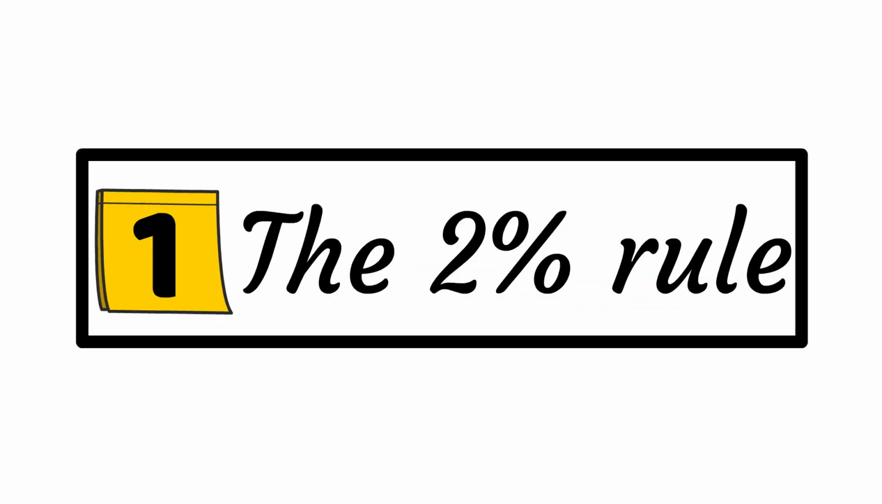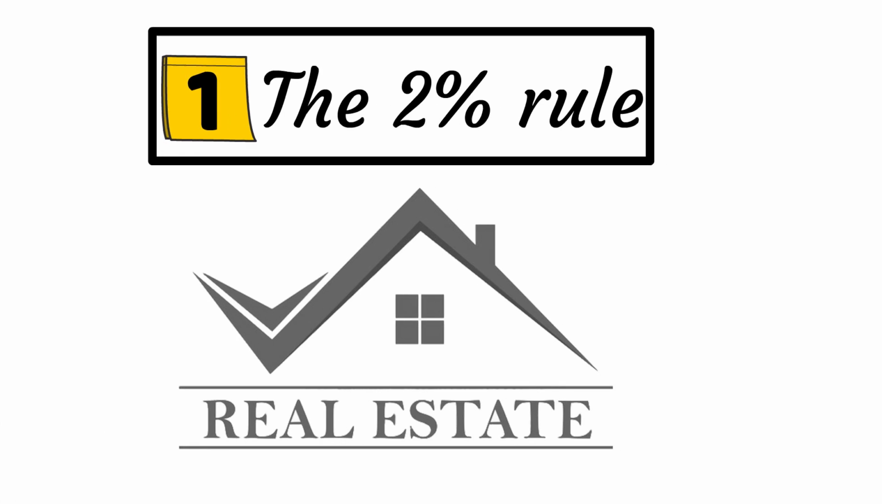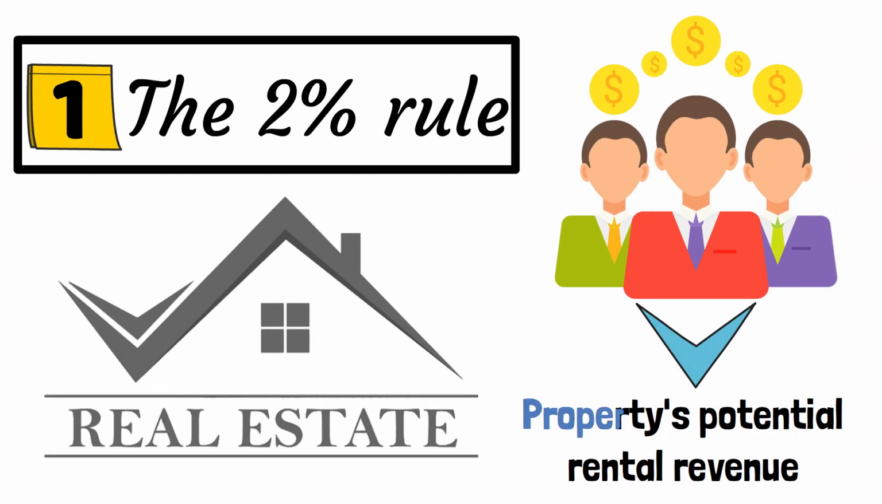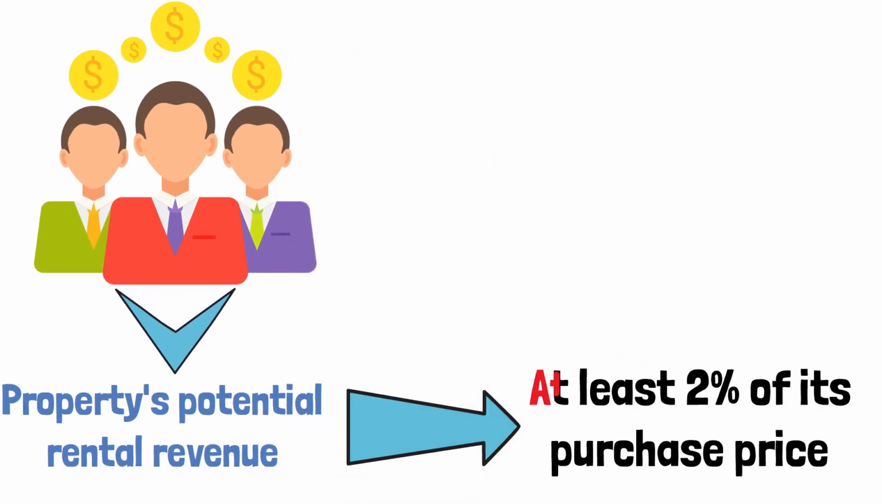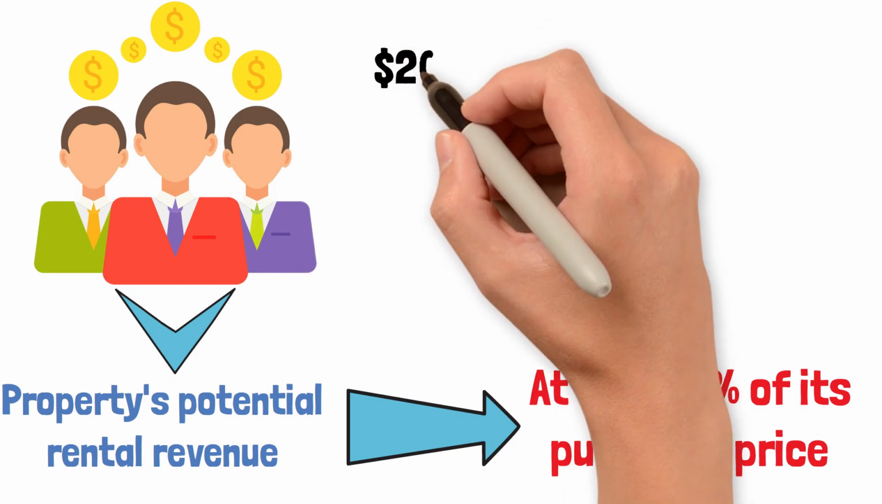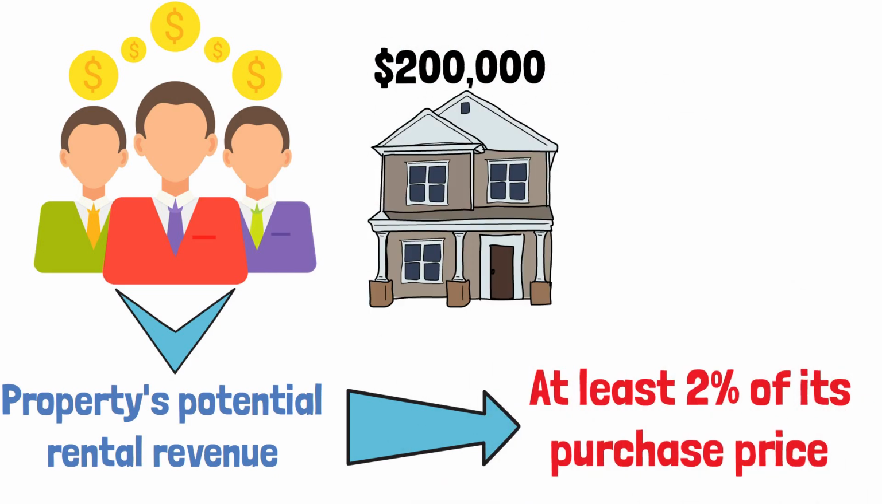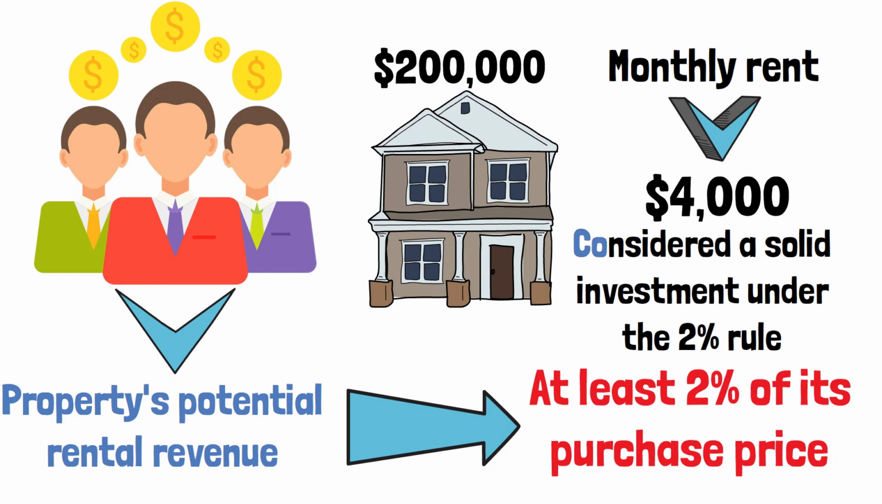Number 1. The 2% Rule. The 2% rule in real estate is a guideline that helps investors determine the property's potential rental revenue. The guideline specifies that a property's rental revenue should be at least 2% of the purchase price. For example, if a property costs $200,000, the monthly rental must be at least $4,000 to be considered a solid investment under the 2% rule.